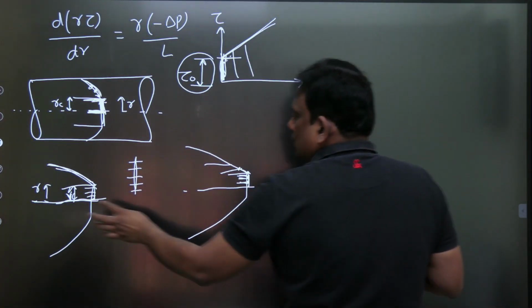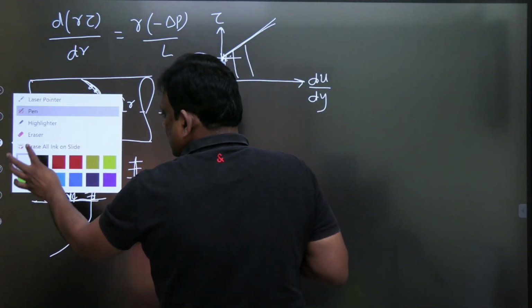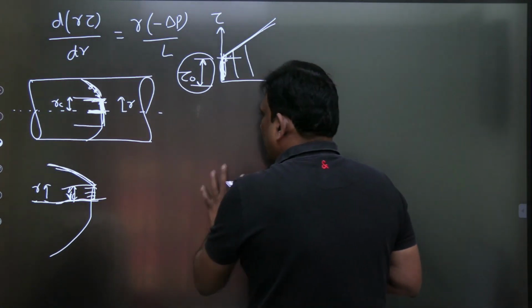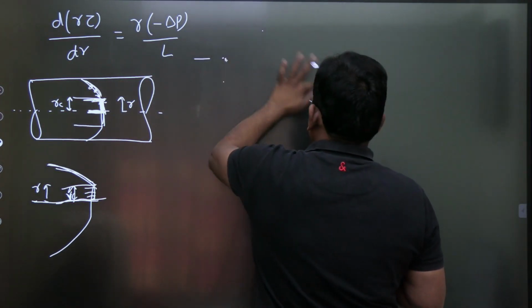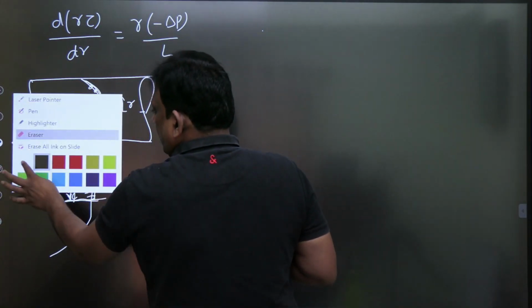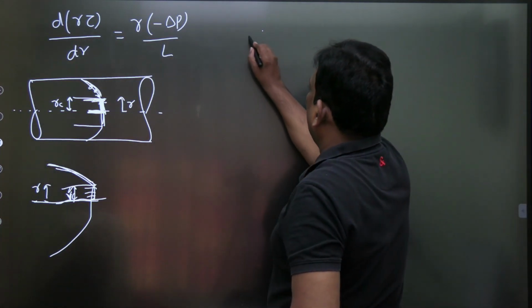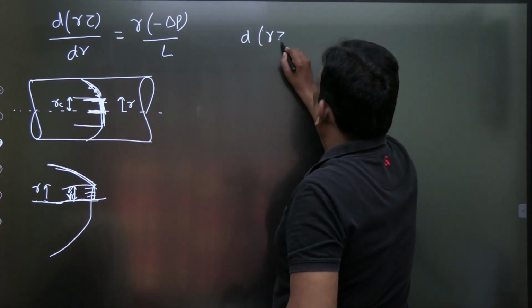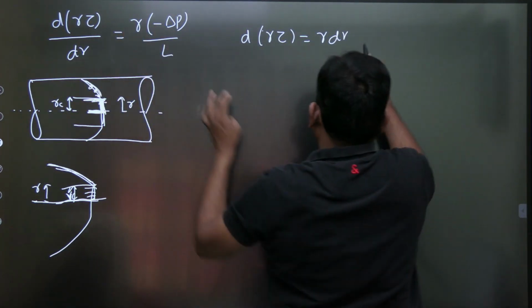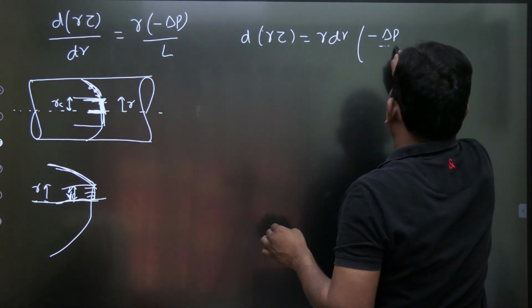So let me try to calculate the yield shear stress, my dear students. Analysis is very important, and the rest is simple calculation. Now let us try to integrate this equation. Look, we will integrate this. So what do I do? d(R tau) is equal to R dr, and I am bringing dr to this side, minus dp by L.